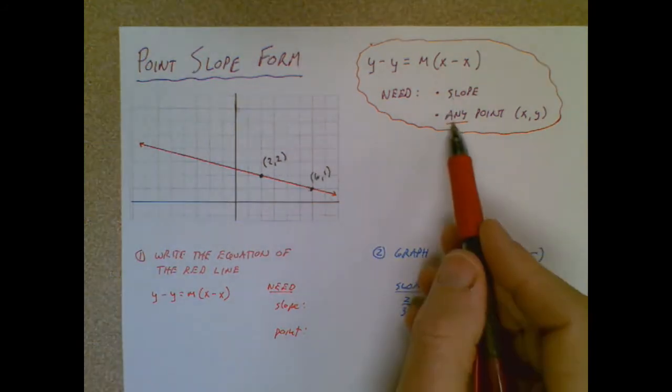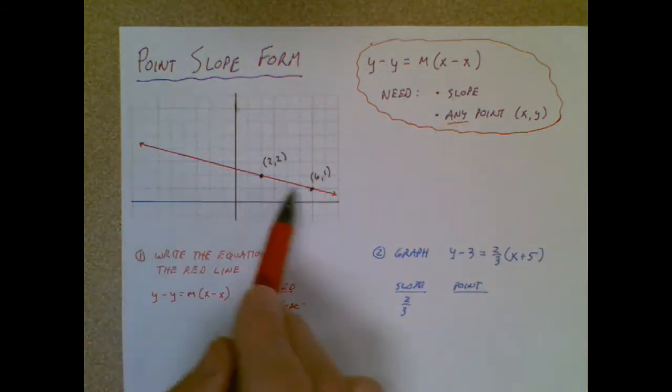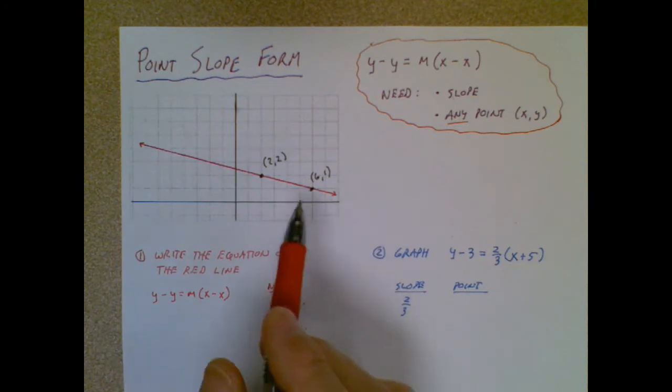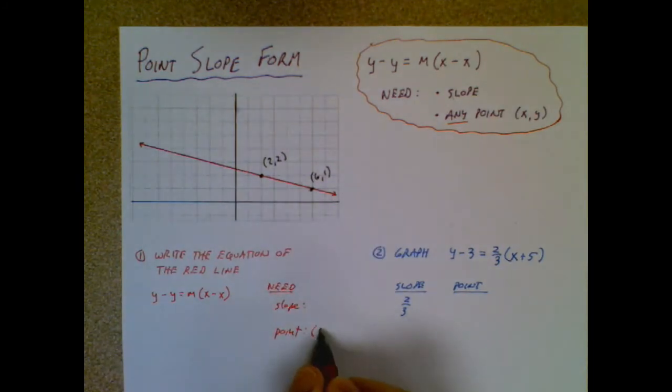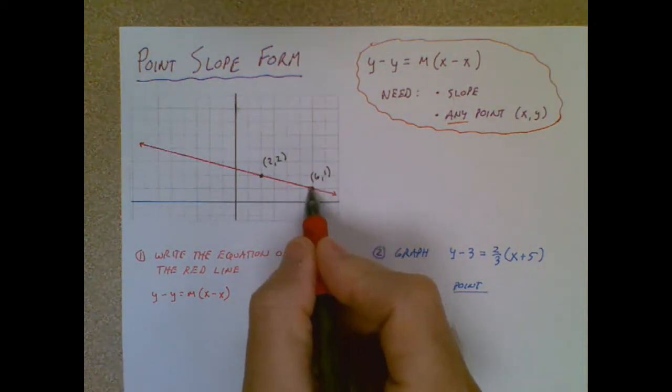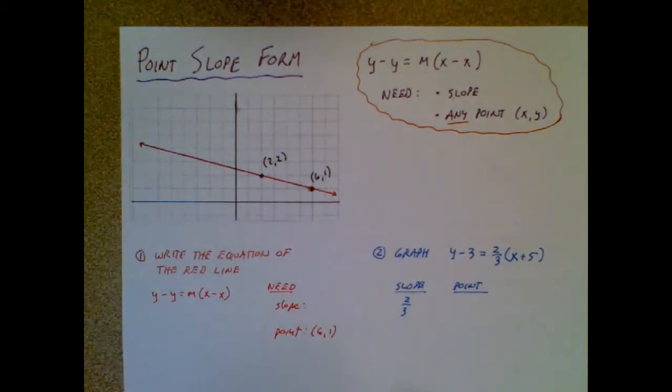Well, remember it says any point at all, so I can use any point on that line. So one person might choose a different point than the other person. Their work might look a little different, but in the end, they'll both have the correct answer. I'm going to choose this point, but you could have chosen that one or any other one.